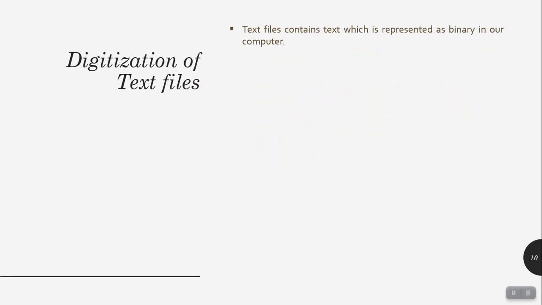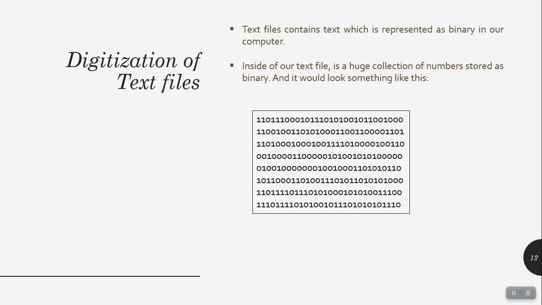Text files contain text which is represented as binary in our computer. Inside of our computer, a text file is a huge collection of numbers stored as binary. Say for example, if we type a character or a sentence, it would look something like this. It's a huge collection of numbers, of ones and zeros. This is how our computer or electronic devices see our entered text or files, and this will be processed by our computer.